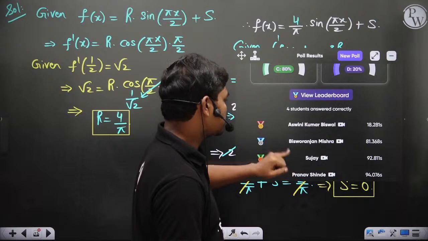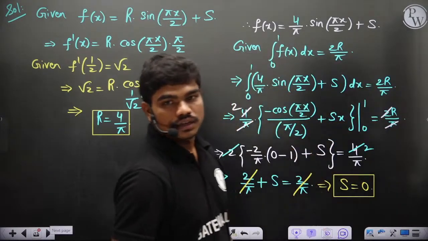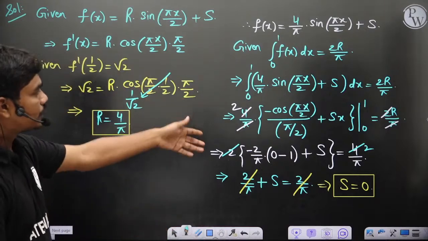Okay, Ashwini, Vishwanjan, Sujay, Pranav, good. Yeah, C is the correct answer, of course. Okay, because of this integration.